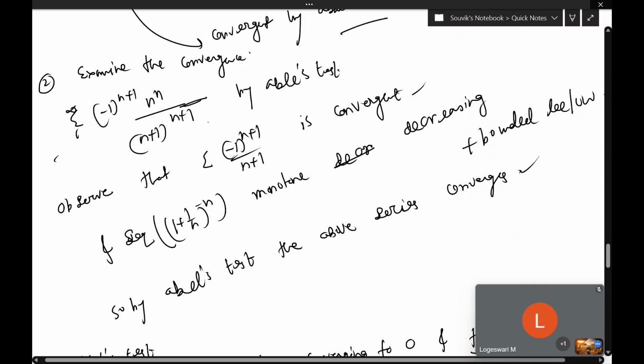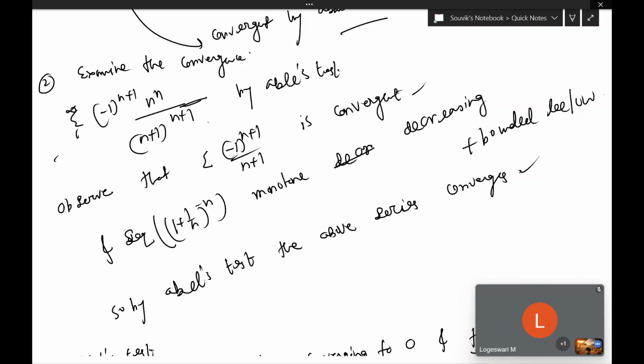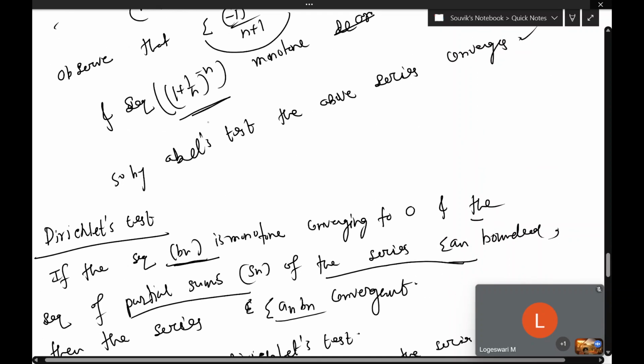Now consider the following series, which is an alternating series, and the nth term is (-1)^(n+1)/n times (1+1/n)^(-n). Because this portion, the summation of (-1)^(n+1)/n, is convergent, and the sequence (1+1/n)^(-n) is monotone decreasing and bounded below, by Abel's test this series converges.